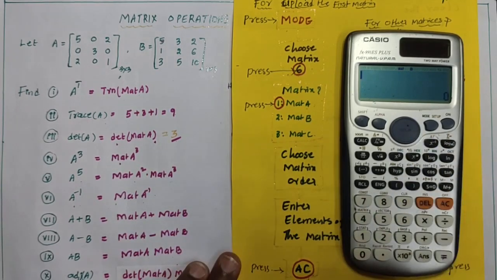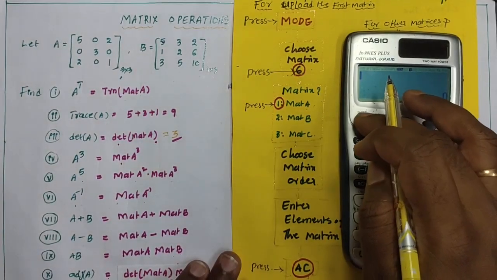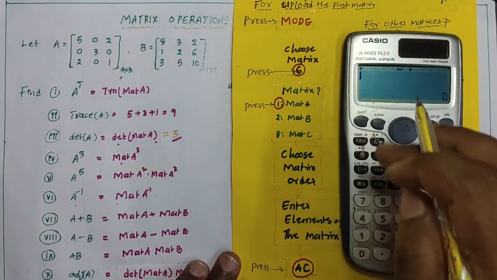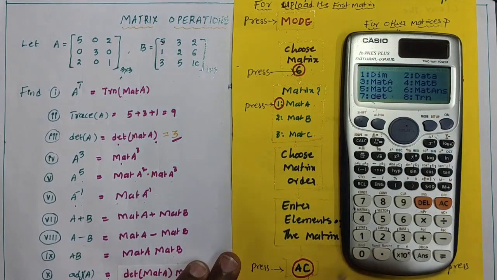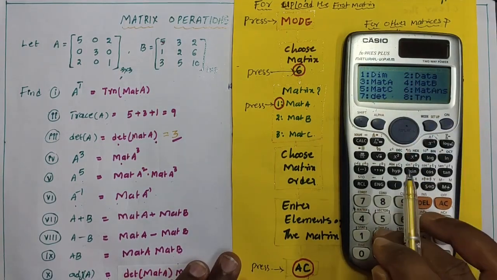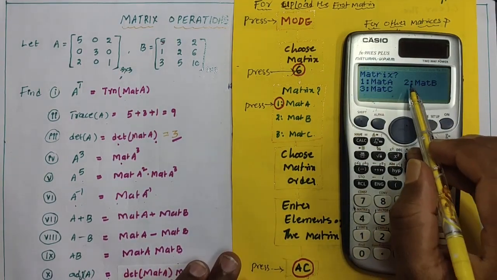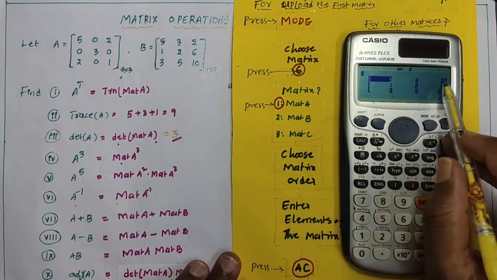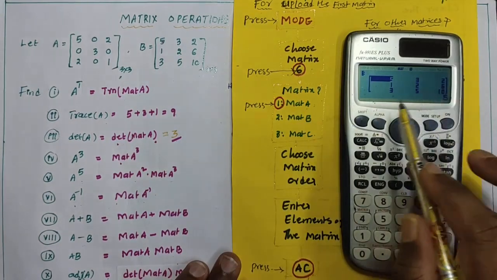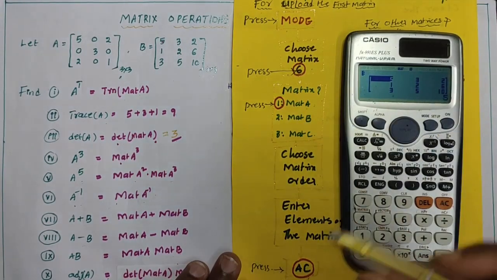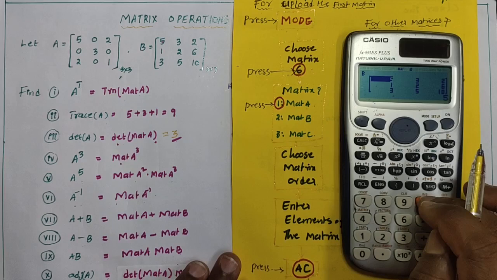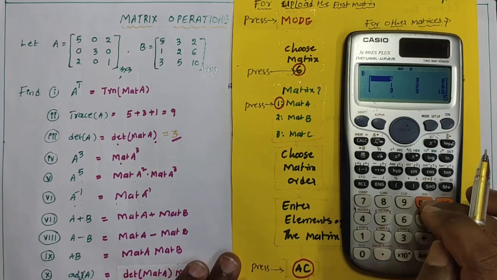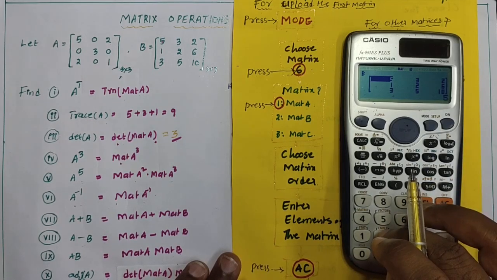Now I am checking whether this data is correct or not by pressing Shift and button number 4. Second one is the data. Here I am checking the second matrix data: 5, 3, 2, 1, 2, 6, 3, 5, 10. If you want to edit the data, just click delete or press the button.